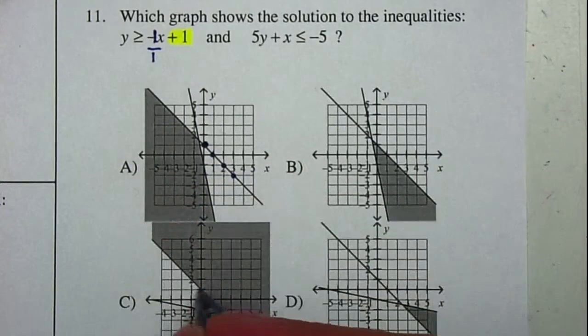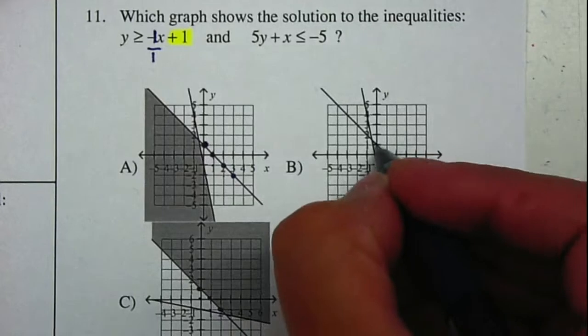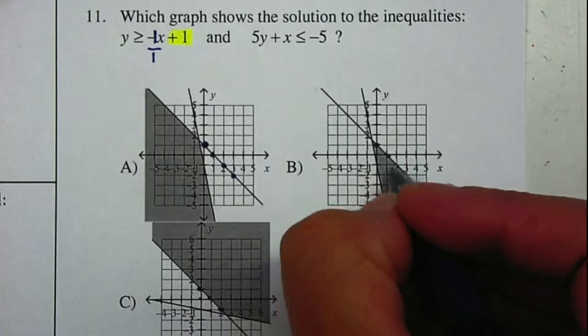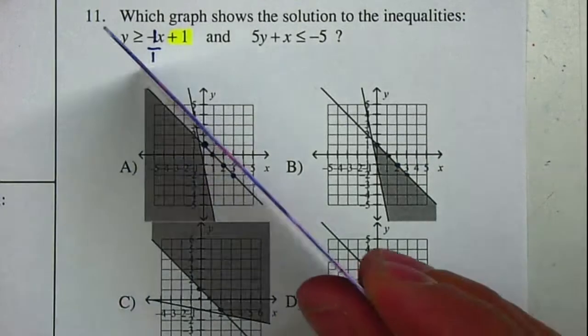Let's check the next one. Down 1 to the right 1, down 1 to the right 1, that one's fine. Negative 1, positive 1, down 1 to the right 1, that one's fine. Positive 1. So if you notice, all the lines are exactly the same. So we are talking about this line right here.